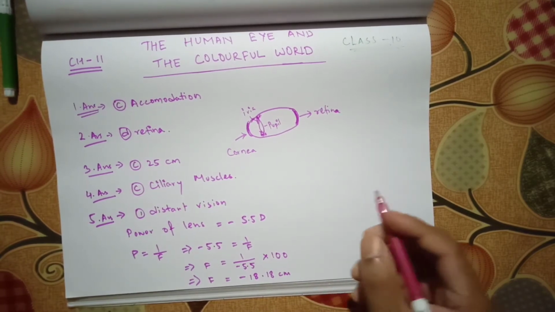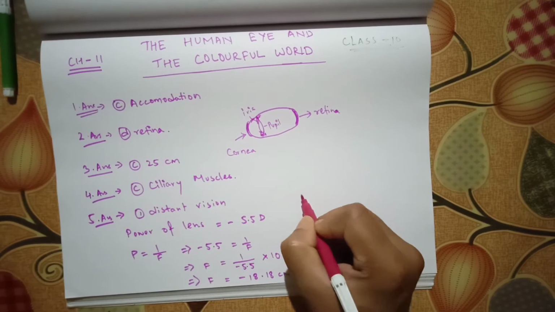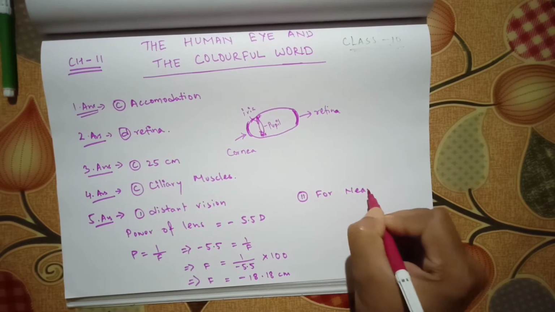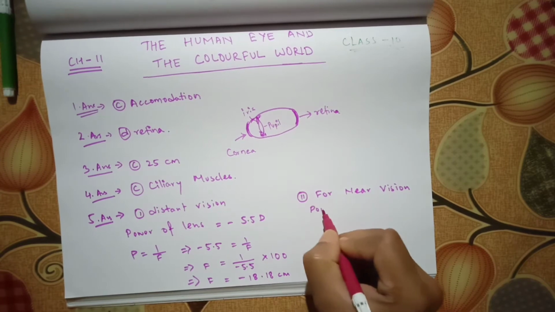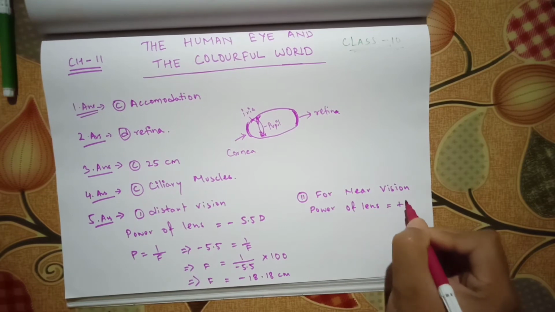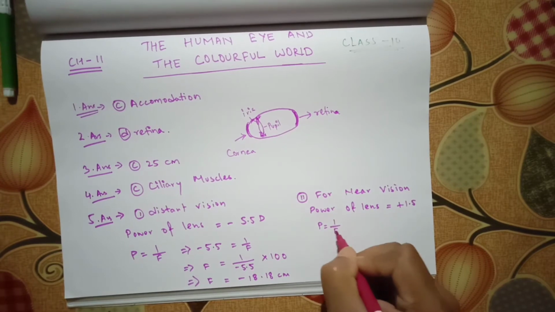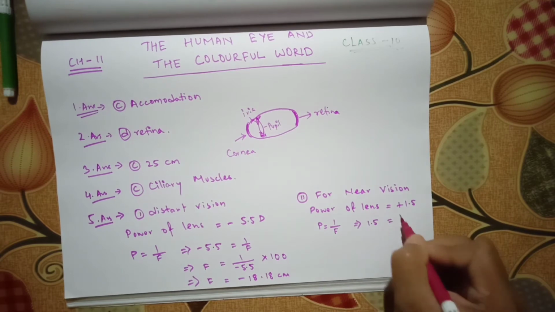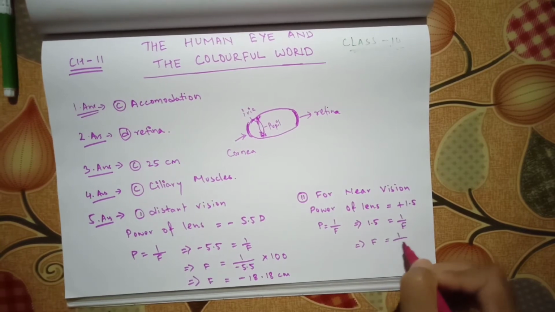Okay guys, got it? Now for the second power, this was number 1, this is number 2, this is for near vision. For near vision, the power of lens is given, which is plus 1.5. Same, we will use the formula P is equal to 1 by F. Here P is equal to 1.5, equal to 1 by F. Now cross multiplying this, F is equal to 1 by 1.5.